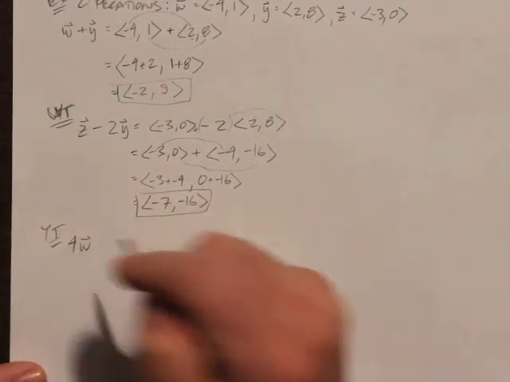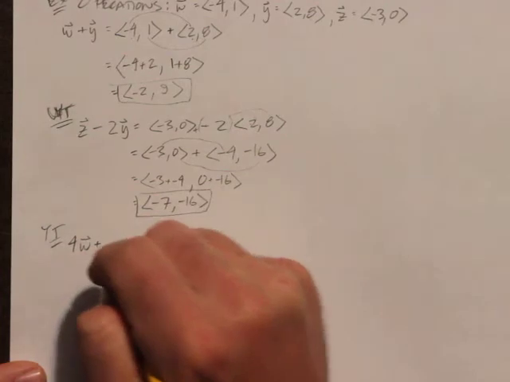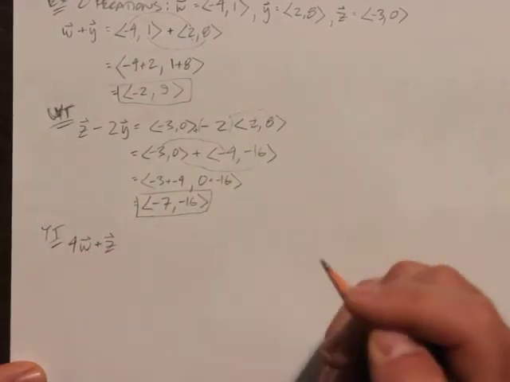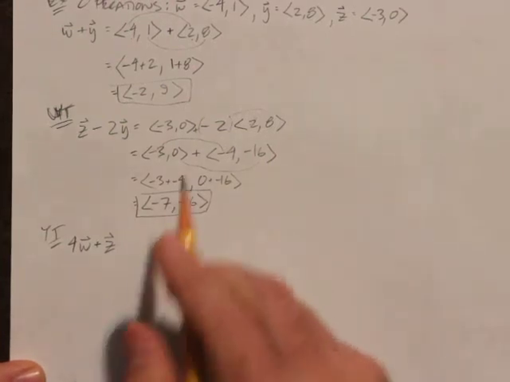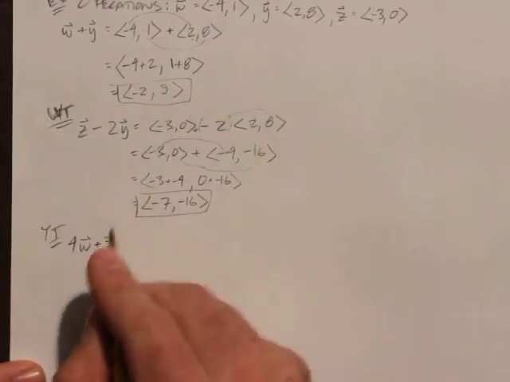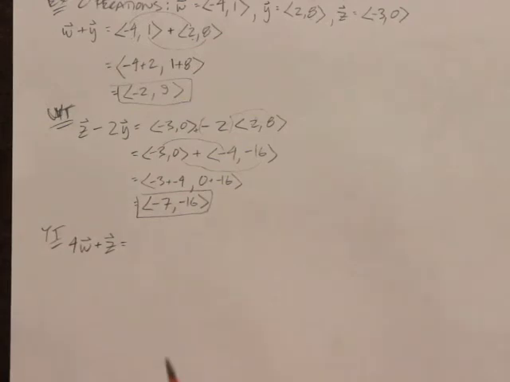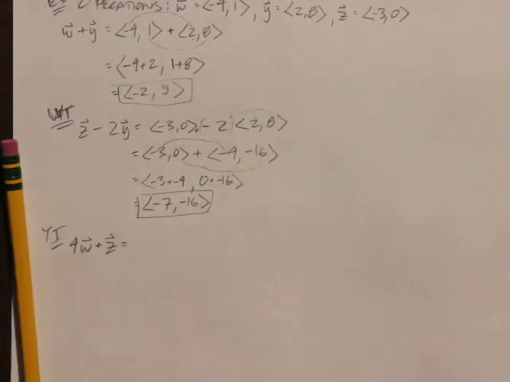Alright, let's go ahead and you guys do one without me. 4 times W plus Z, vector W and vector Z. So go ahead and write those out and follow these examples. Pause the video now.